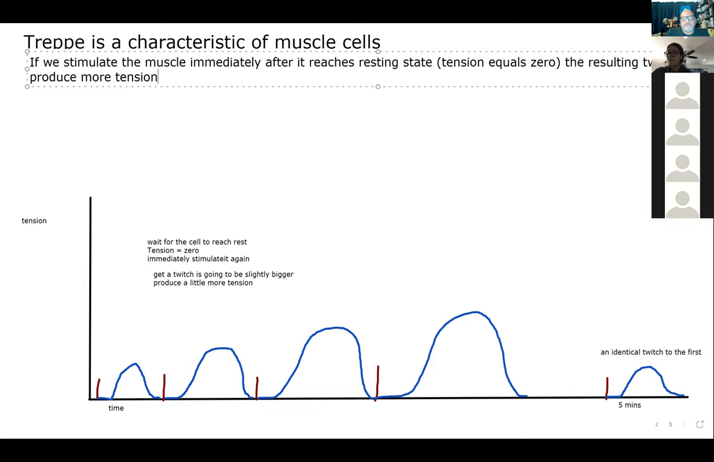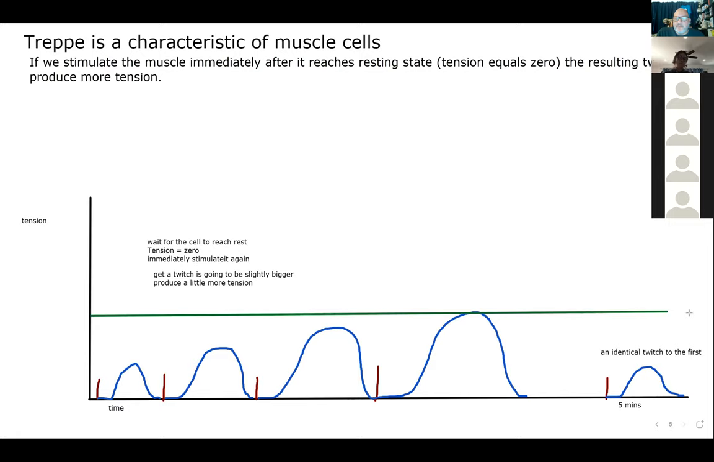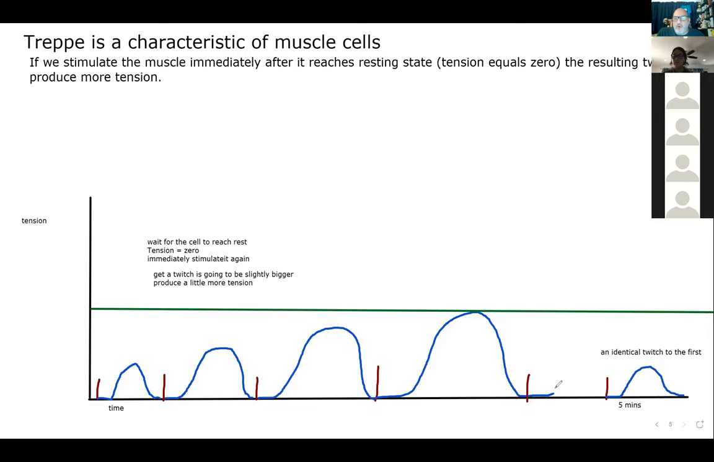Now, is there going to be some maximum tension that we can produce with treppe? Yeah, obviously, clearly, there will be some. There clearly will be some maximal tension, at which point, if we continue to stimulate it, every twitch will just reach that peak. So again, there is a maximal treppe tension. But in some cases, we can do this as much as 30 times to get that increased tension.